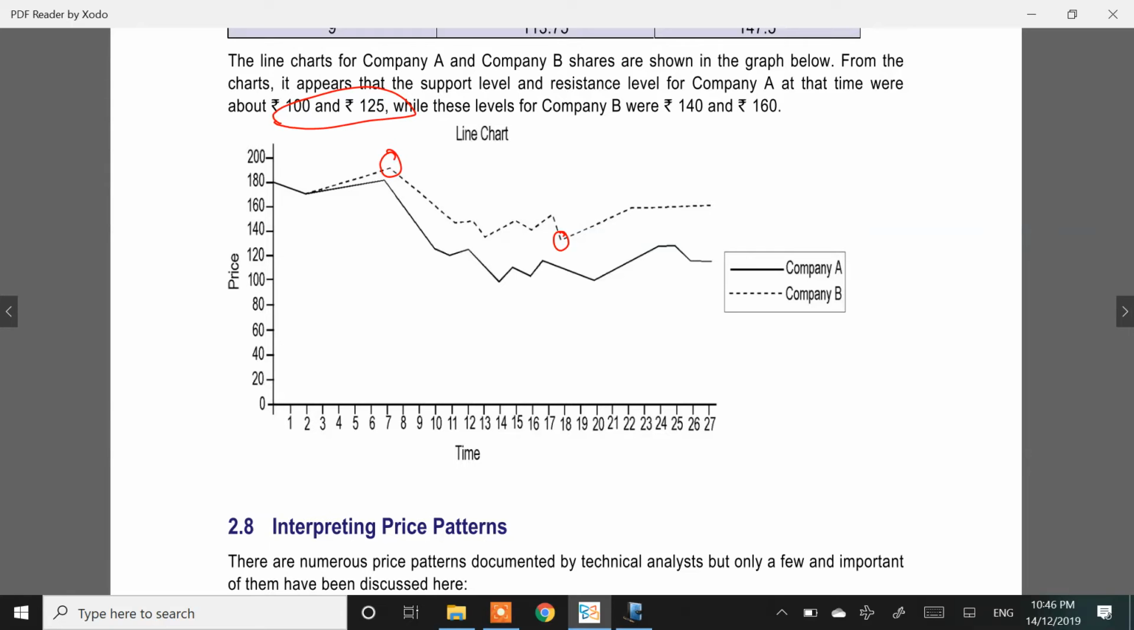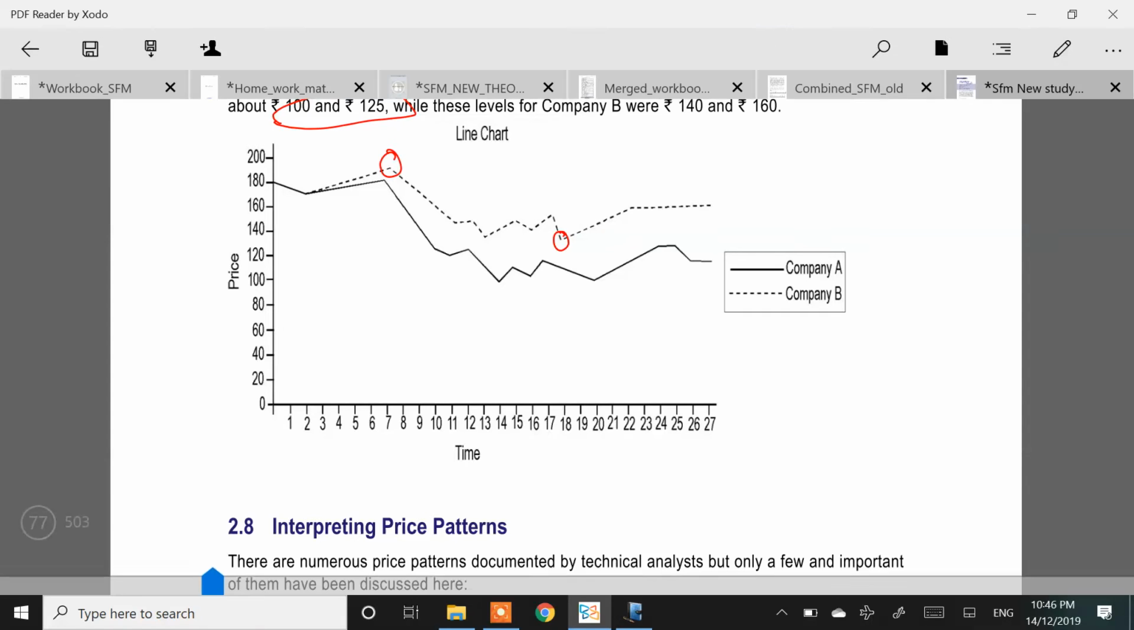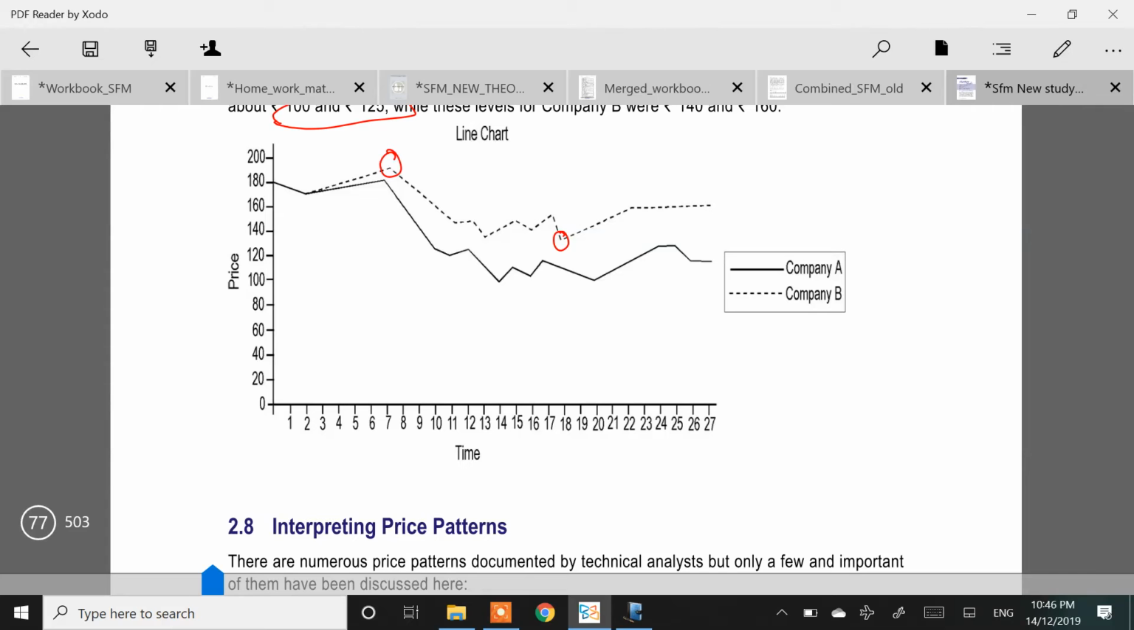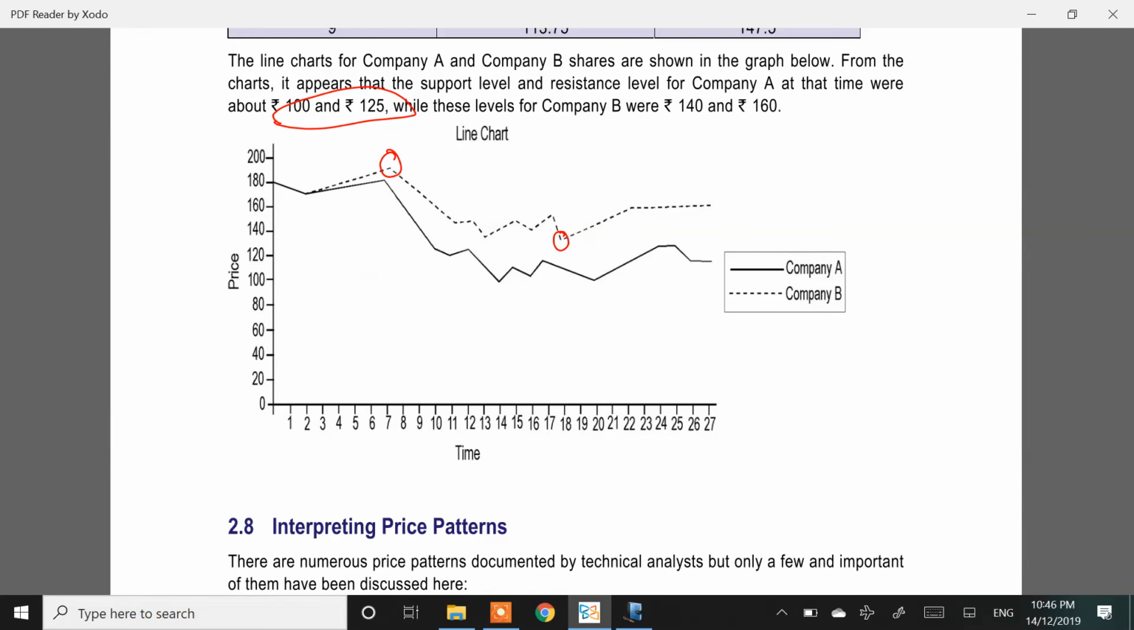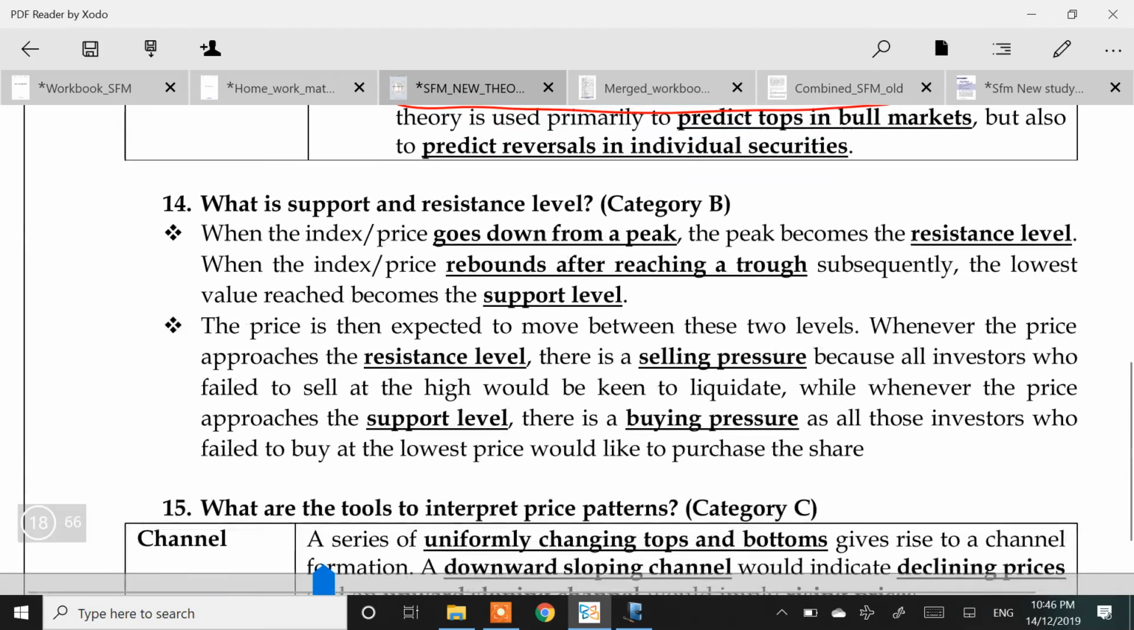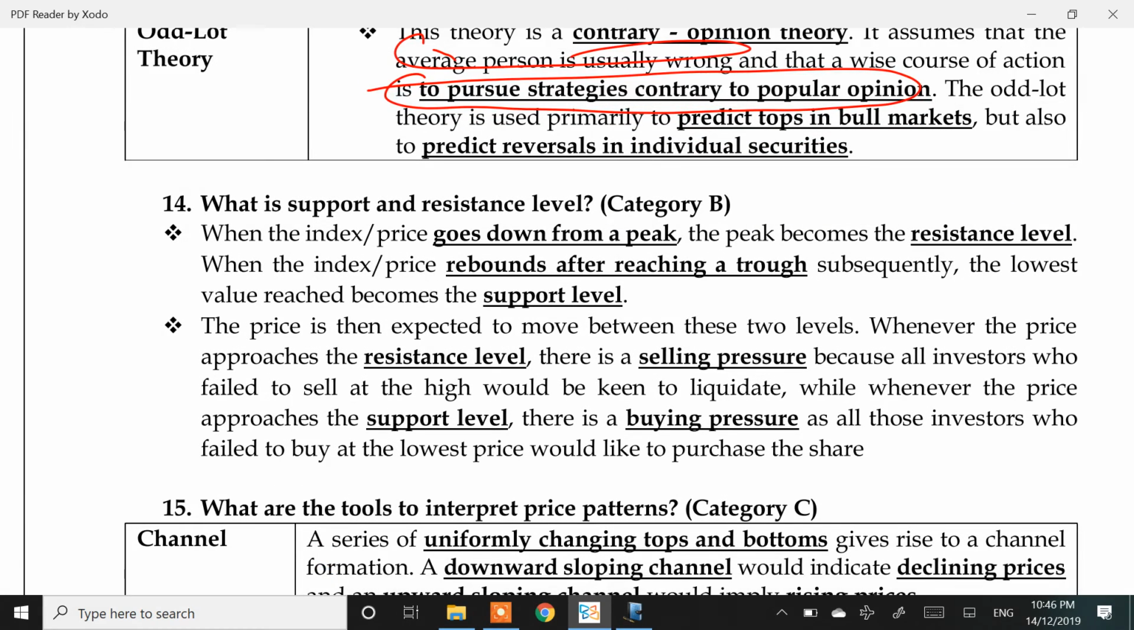I have analyzed company B. So company B is indicating levels at around 160 and 140. So the support and resistance levels are basically indicating the top part and the lowest part of the prices. When we are closer to the support level, there's a possibility that the share price will start moving up.